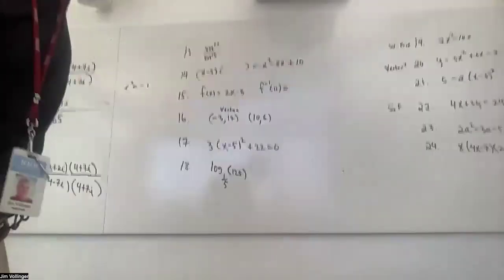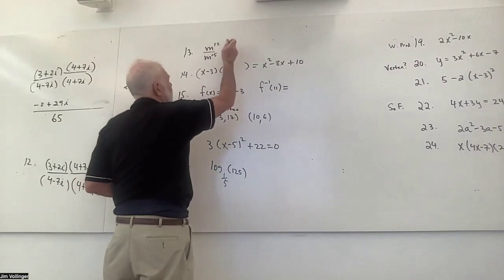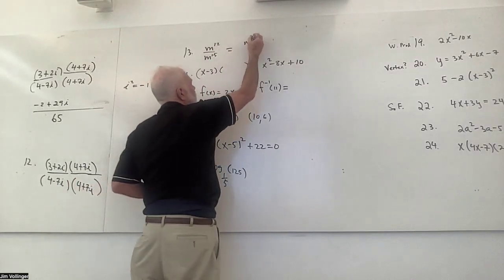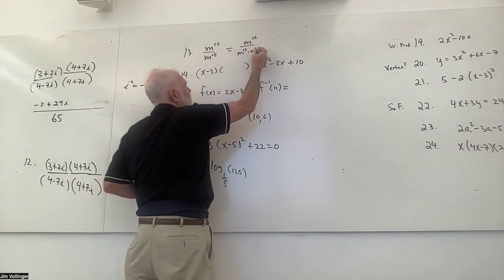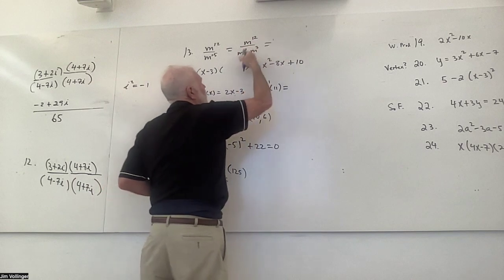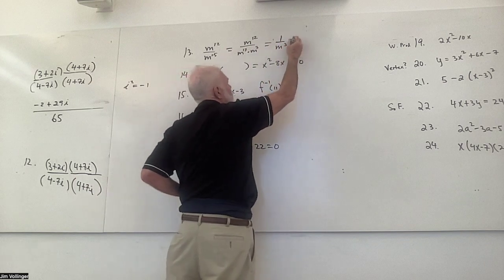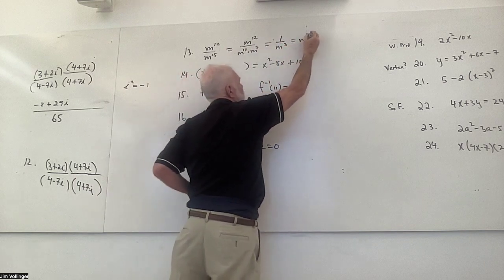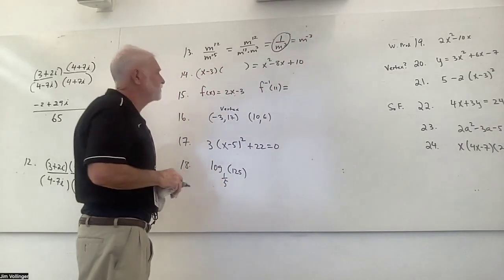All right, so we're counting the number of factors of m. m to the 12 over m to the 15 could have been m to the 12 over m to the 12 times m to the 3. m to the 12th goes into m to the 12th, so I get 1 over m to the 3, which is also equal to m to the minus 3, but we will prefer that form throughout the semester.